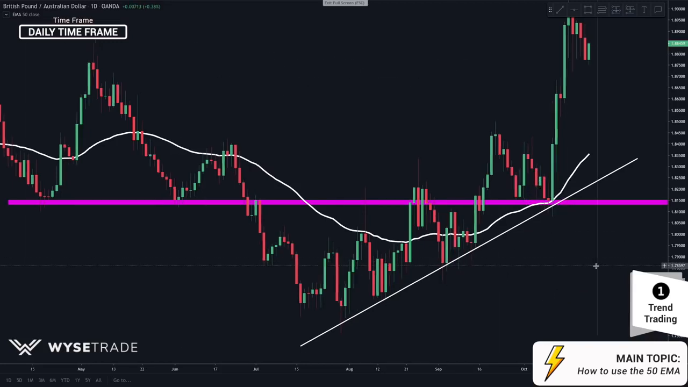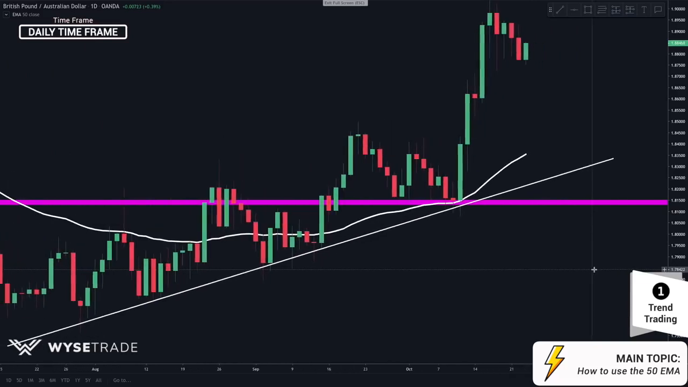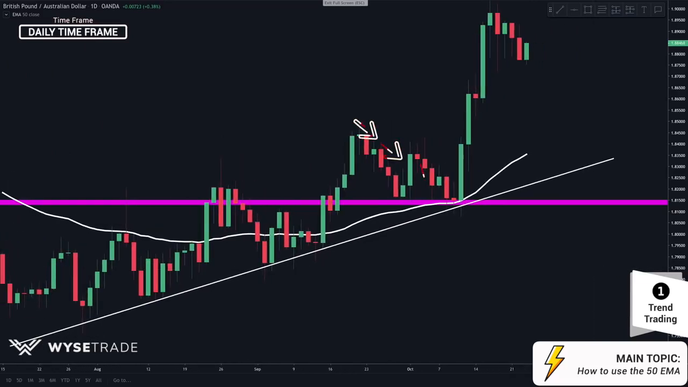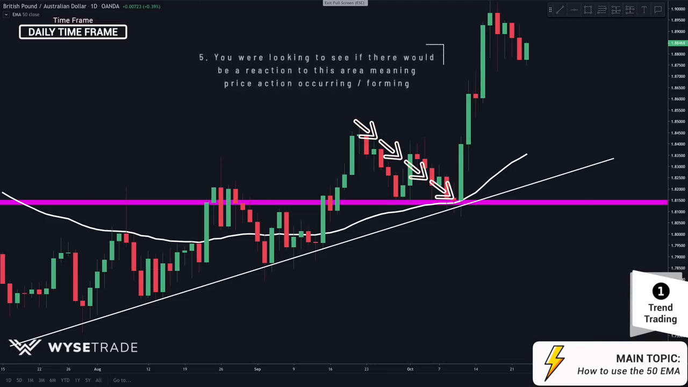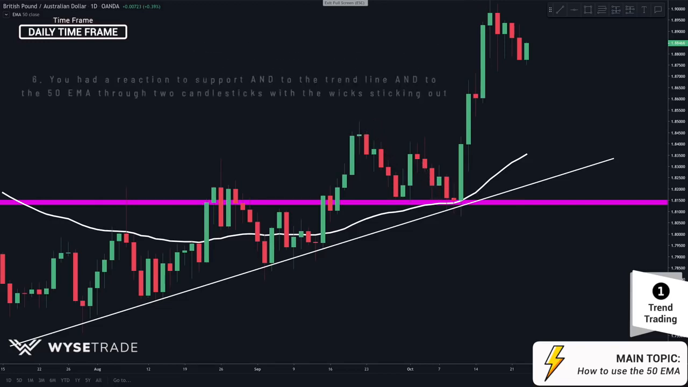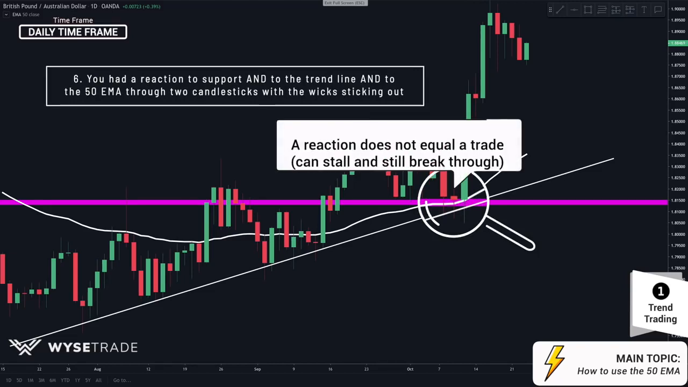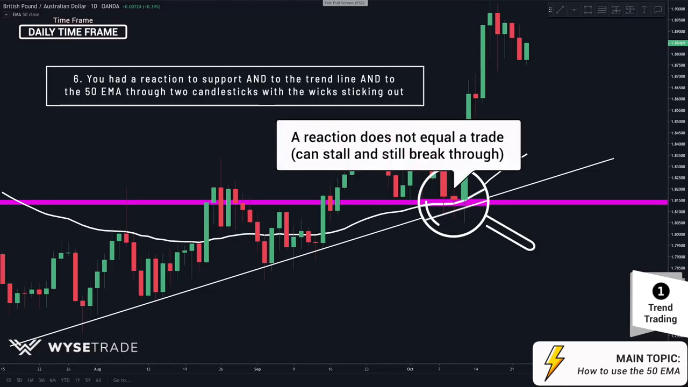Now let's zoom in a bit to get a better look at the area of focus. So as price was approaching this access point and area of high confluence, you were watching to see if you would get price action forming and reacting to this level. What you got were these two great candlesticks with the wicks sticking out, but again, still no trade, because a reaction does not equal a trade, as price can stall and still break right through.